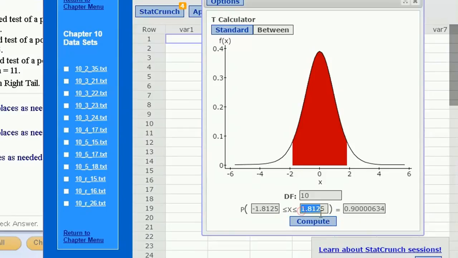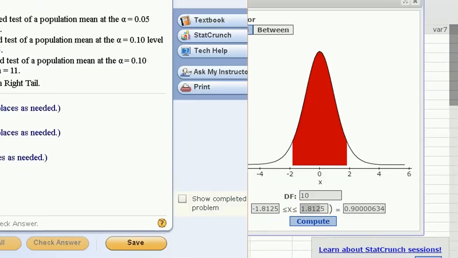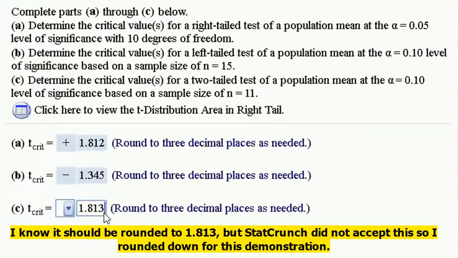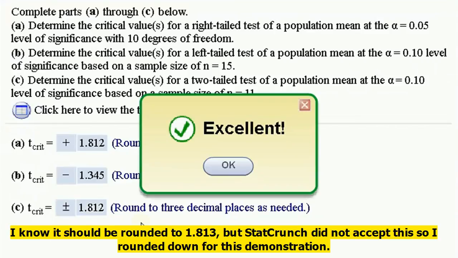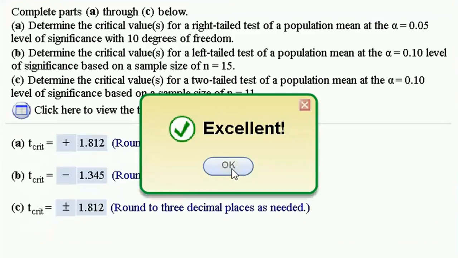So it's 1.8125. That's 1.813. This requires me to put plus or minus 1.813. I don't know why it wanted it at 812. That's not right.